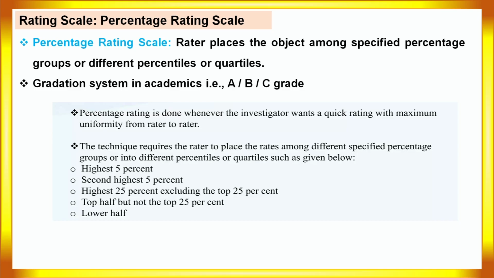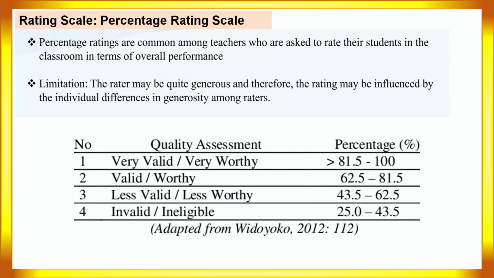There are examples of this scale apart from academics also. You can find this type of scale especially in the evaluation of employee performance, or satisfaction level. As I already said, percentage rating scales are common among academicians, but the percentage rating scale has one serious limitation. What is the limitation?